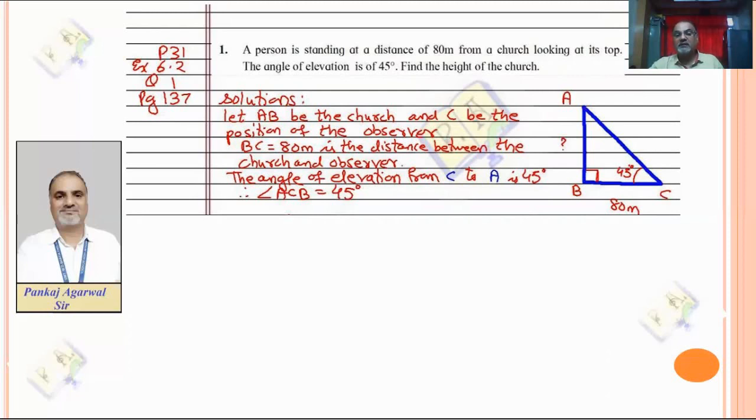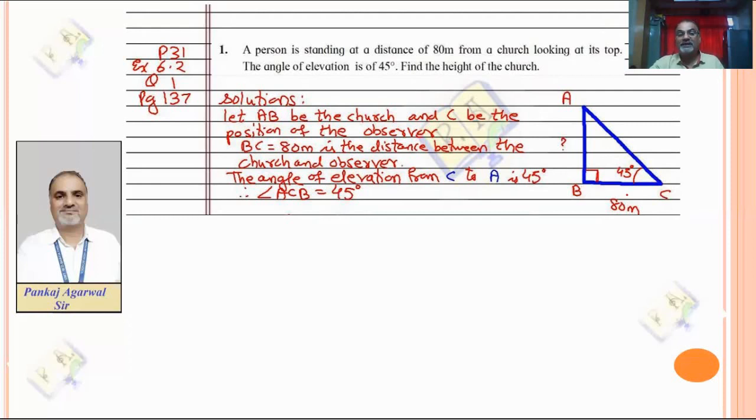ABC is a right angle triangle. Certain values are written by us. Now, whatever we have drawn in this figure has to be explained in your own words. For example, let AB be the church and C be the position of the observer. Now, we are not considering the height of the observer over here.